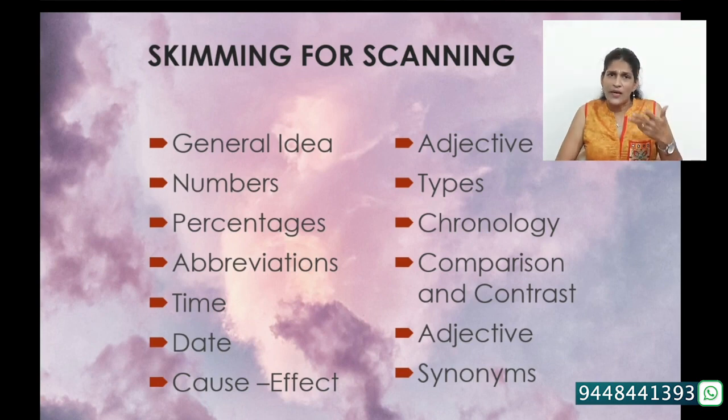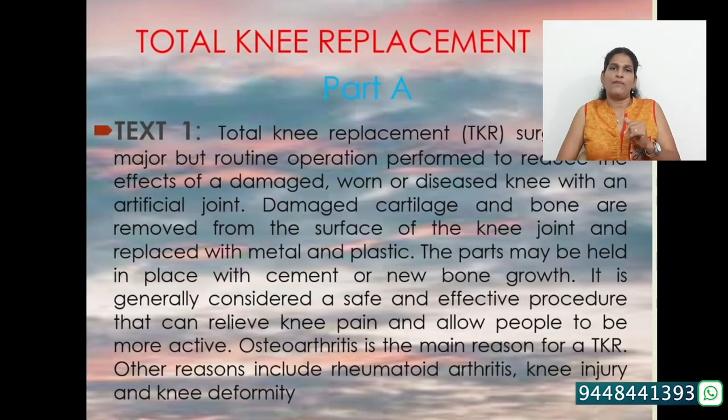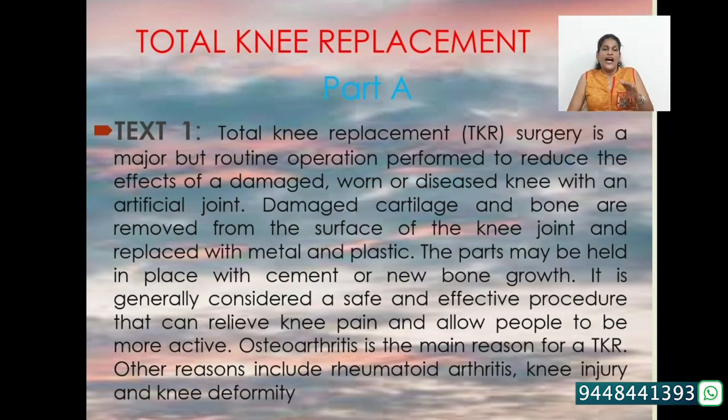You need to skim for numbers, dates, adjectives, cause and effect, contrast, and different aspects, which I already dealt with. So let's start with an example. I have taken a text from the OET, that is total knee replacement. When you get the text, remember to scan for headings, titles, and subheadings.